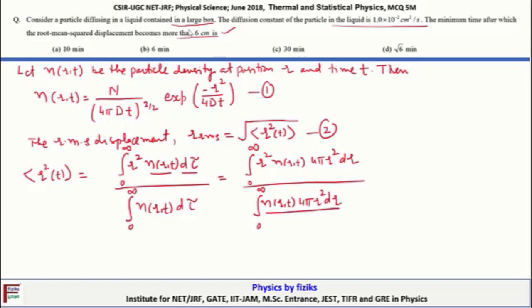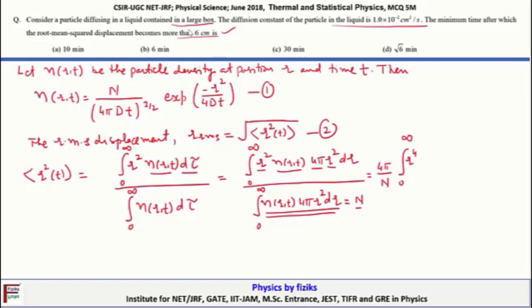If we simply substitute the value of n(r,t) here and take its integral, this gives us the total number of particles, which is n. So we need not worry about the integral in the denominator; we can directly put it equal to n. After the substitution of n(r,t) in the numerator, this turns out to be 4 pi by n from the denominator, and what is left in the numerator is 0 to infinity, where we have r square and this is r square, so this becomes r power 4, and then the value of n(r,t).